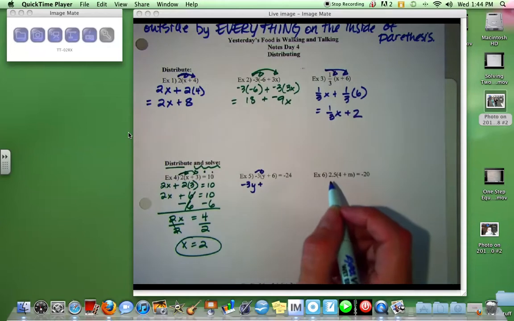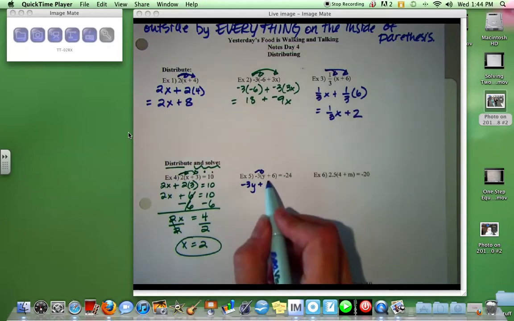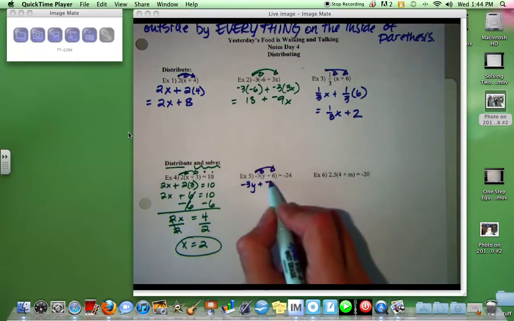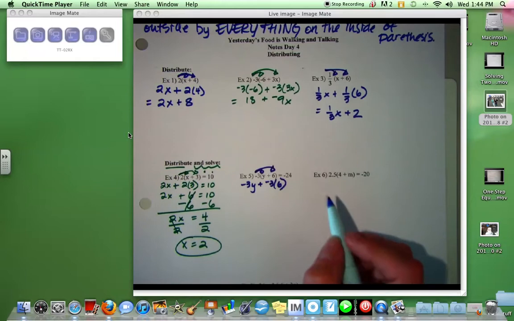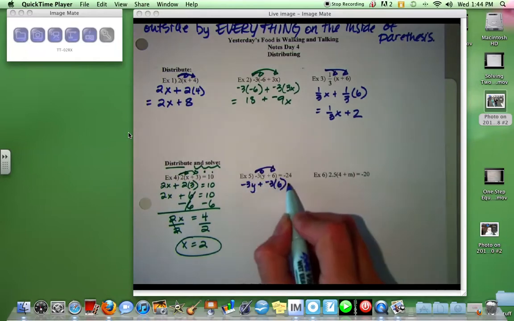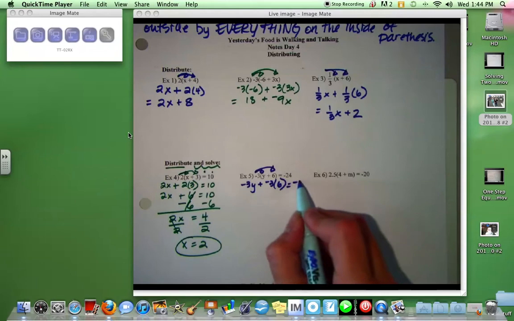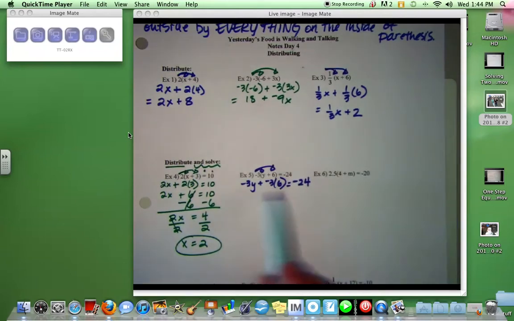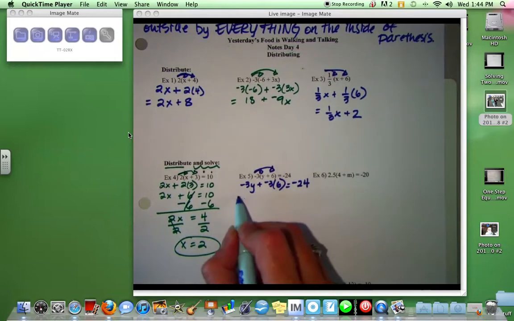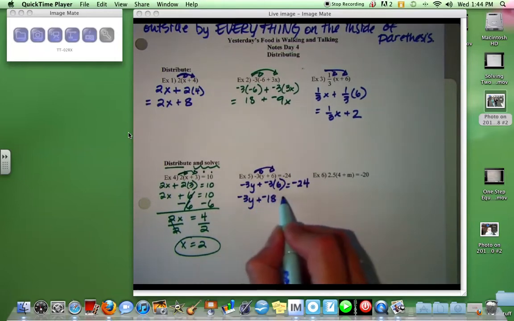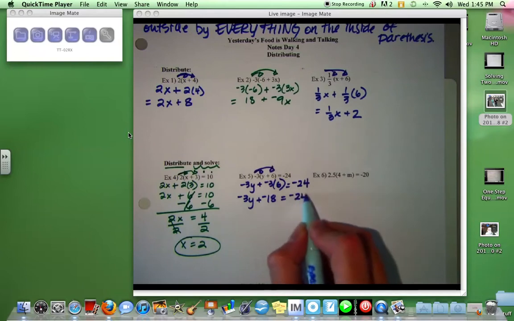You're rushing ahead of people who aren't keeping up, okay? So we have negative 3 times y, bring down the plus sign, and then we have negative 3 times 6. We distributed the negative 3, so we bring down the equal sign and the negative 24. Now we simplify what's on the left-hand side. We have negative 3y plus negative 18, which equals negative 24.